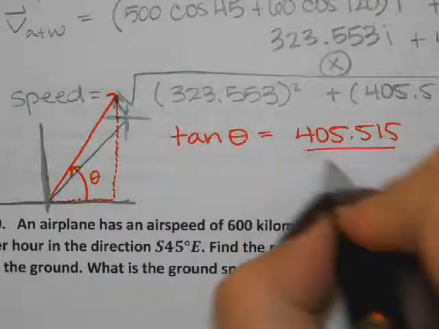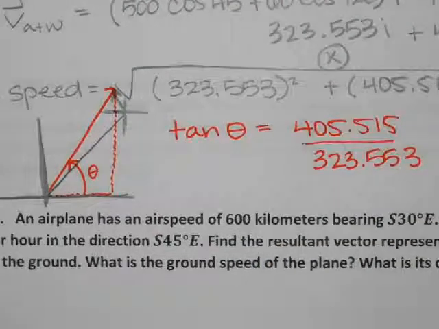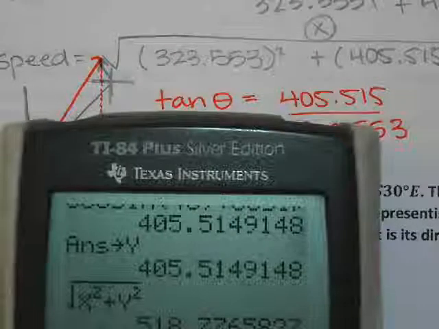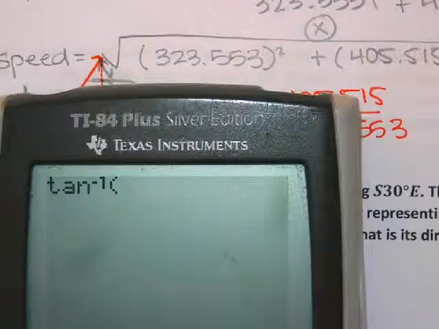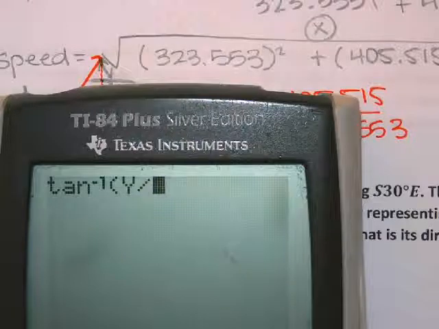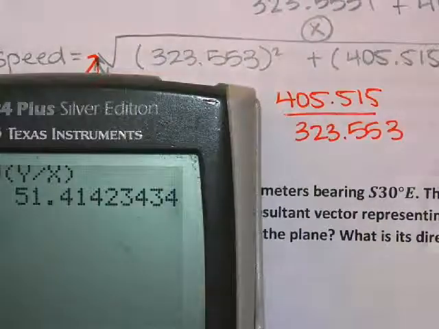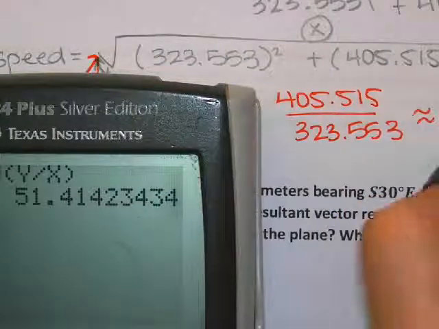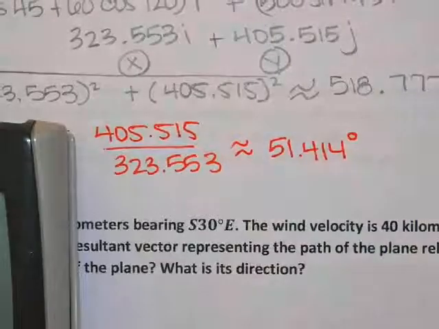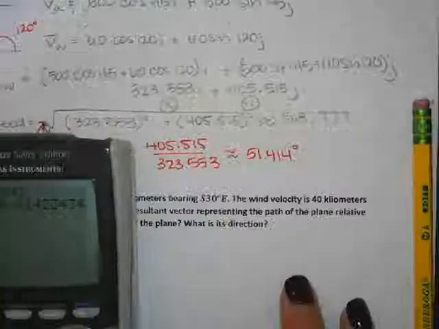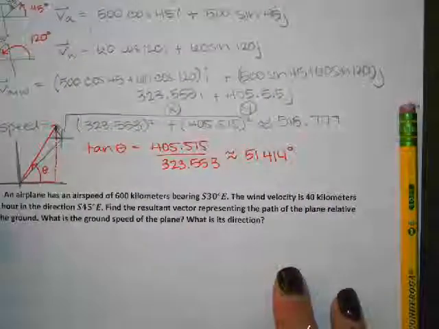Okay, so we're going to say 405.515 divided by 323.553, but in my calculator I'm really just going to type y divided by x. So in here I can do tan inverse because I'm thinking about getting that theta by itself, y divided by x. All right, and I get an angle of 51.414 degrees, which fits kind of that picture that we looked at, that our angle would be a little bit bigger than 45, but still quite a bit less than 90.